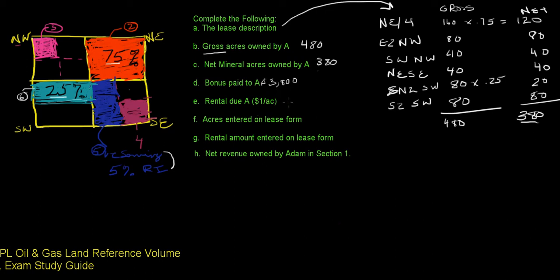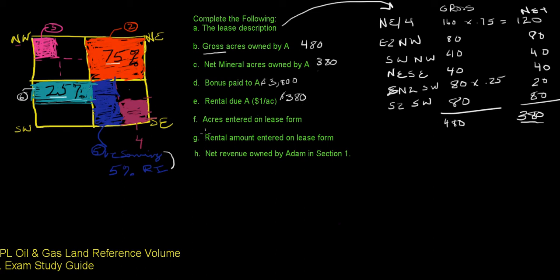Now, what is the rental that's due? It's going to be $1 an acre. Again, we're going to use the net acres, so the rental is going to be $380. That's due after 1 year, and every year thereafter that you don't drill. So the rental payment is going to be $380.